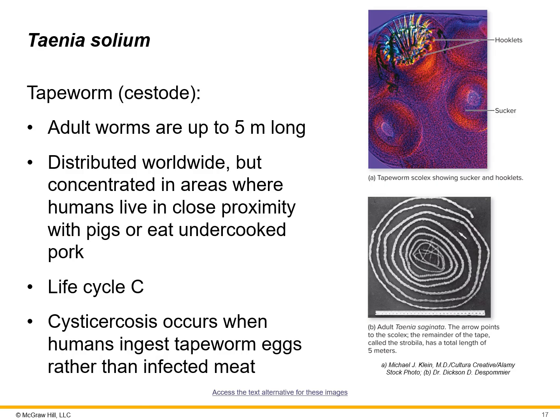Right, another one of our cestodes, we're talking about it separately though, so the Taenia solium, again, another tapeworm. They can be up to like 5 meters long, they can be huge. Worldwide distribution here, but concentrated around pigs, and they come from eating that undercooked pork, so they have that life cycle C where they have kind of that intermediate host where the pig gets infected, and then we eat the meat of the pork, and then we get the eggs and so on.